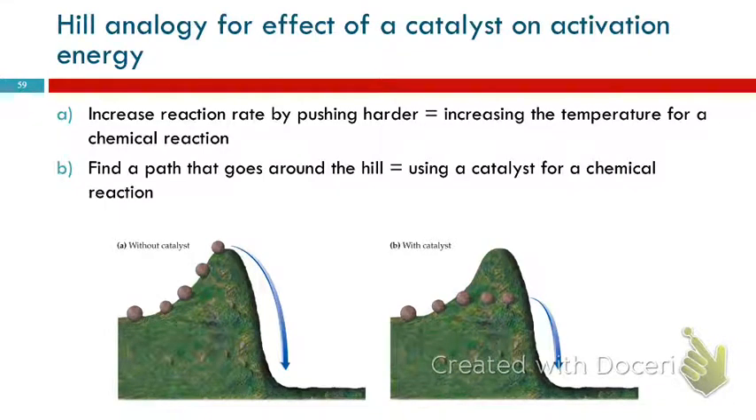Think about pushing boulders off a cliff. Without the catalyst, you have to push the boulder up and over this hump. Once you get it over, it falls down. What a catalyst does is give you a way around that requires less energy. So you could increase the reaction by pushing harder, which would be equivalent to increasing the temperature, or you could use a catalyst and find a path that goes around that hill so you don't have to go up and over.